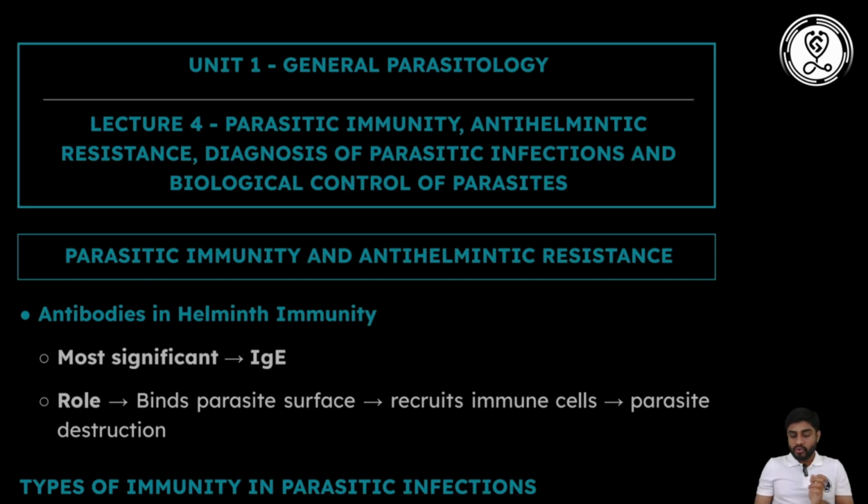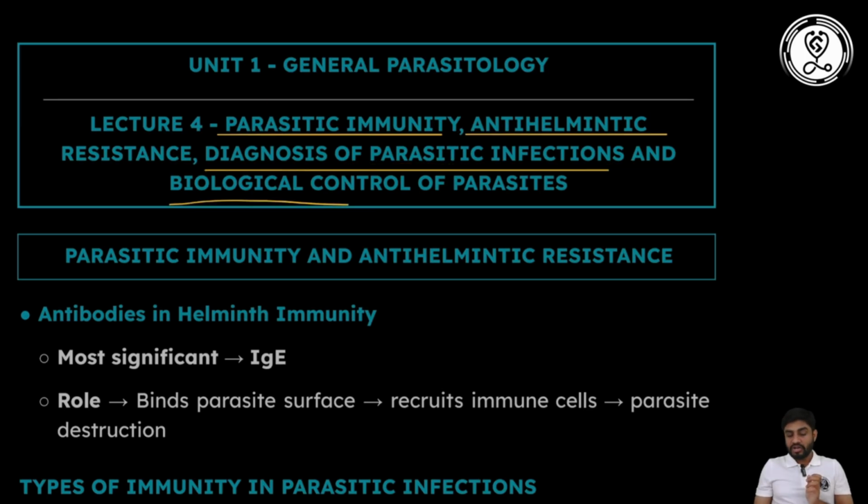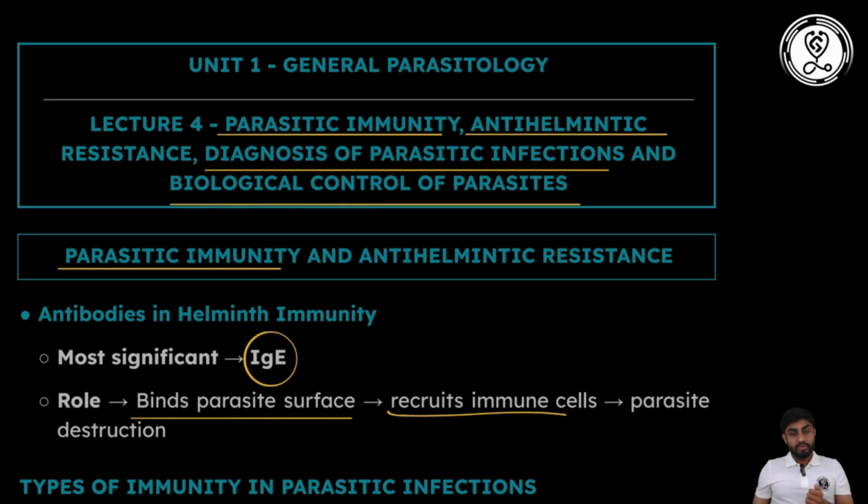So in this lecture we are going to discuss parasitic immunity, what is anti-helminthic resistance, how we can diagnose different types of parasitic infections, and instead of drugs, what other biological methods are there to control the parasites. If we talk about parasitic immunity, the basic concept is, if any parasitic infection occurs in the body, there will be release of IgE. These IgE bind to the parasitic surface, recruit immune cells, and then cause destruction of the parasites. This is the usual cycle in the body's defense system: a parasite comes, IgE is released after antigen recognition, then recruits different immune cells, and they cause destruction.